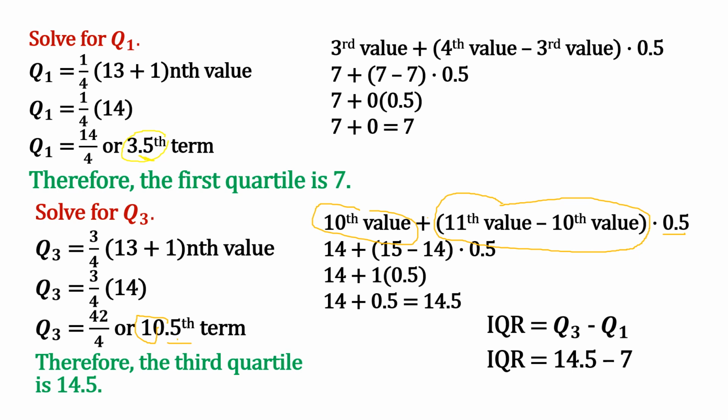So, the interquartile range, pwede na natin makuha kasi meron na tayong Q3 and Q1. So, that is 7.5. So, ibig sabihin, the middle 50% is 7.5. Okay.